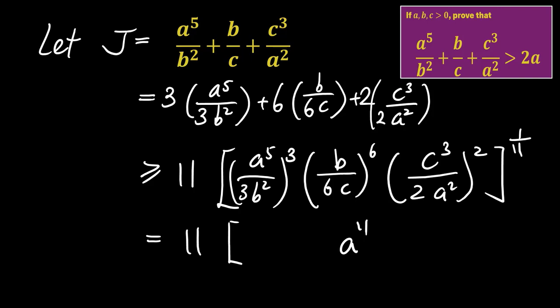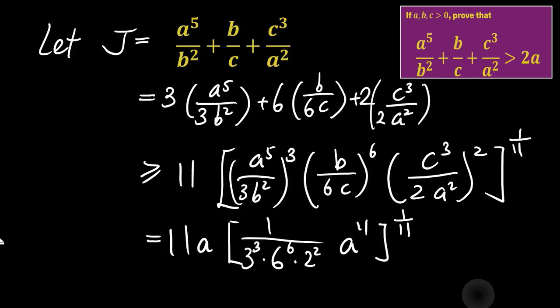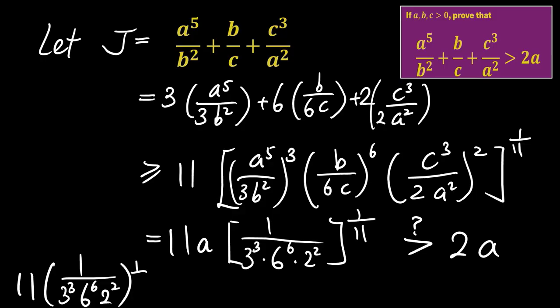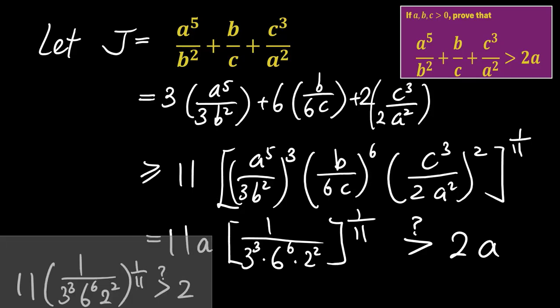That's good. Now we have 1 over 3 to the power of 3, then 6 to the power of 6, and 2 to the power of 2, raised to the power of 11. A to the power of 11 to the power of 1 over 11 will equal a. So we can write it like this. Now, in order to show that this is greater than 2a, we need to check if 11 multiplied by 1 over 3 to the power 3, 6 to the power 6, 2 to the power 2, to the power of 1 over 11 is greater than 2. So we'll focus on this calculation.